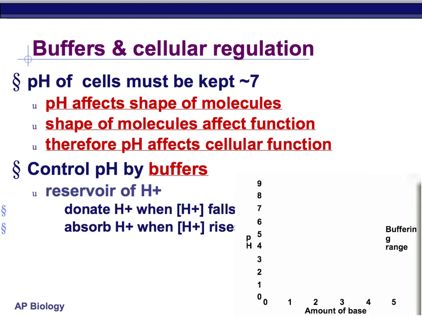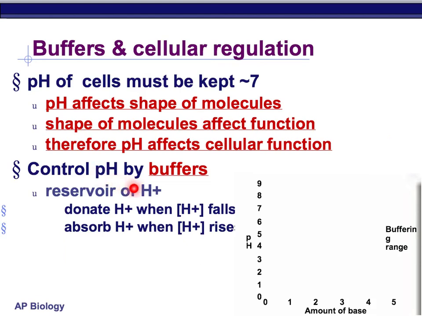Okay, buffers and cellular regulation. Now, most cells like to be at a pH of just about 7. You make it more basic or more acidic than that, and the bonds can't hold together, the cell disrupts, the DNA disrupts, and you have no working cell. So pH is going to affect the shape of the molecules in your cells, and that shape will affect its function. Therefore, pH affects cellular function.